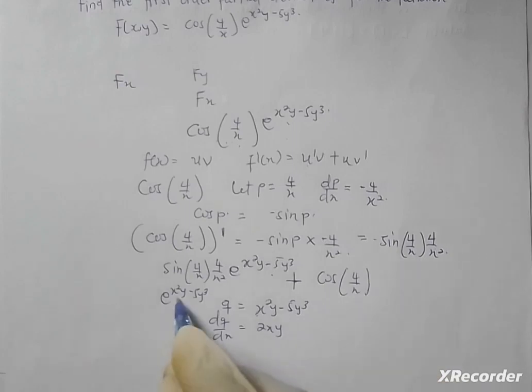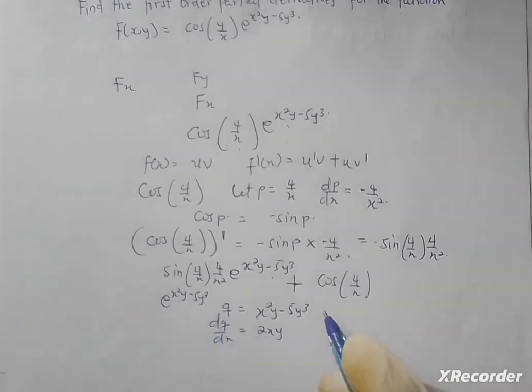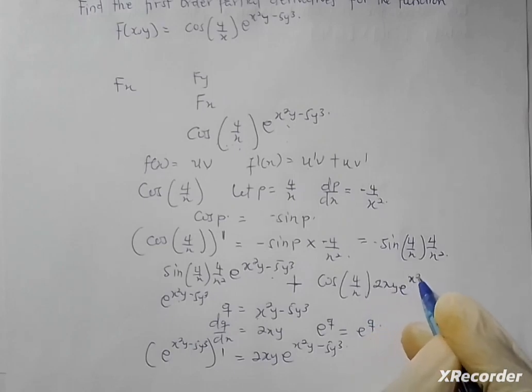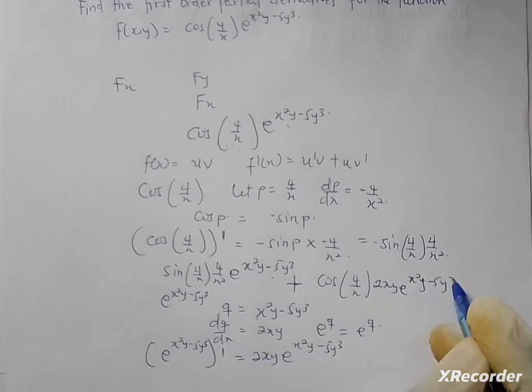So for that reason, I'm going to multiply what I'm having here by 2xy. Then after, I bring the q back to the function. So let's see. Our function becomes e to the power of q. The derivative of this is still e to the power q. Therefore, e to the power x squared y minus 5y cubed, all prime, that is the derivative of this whole term, is equal to 2xy multiplying e to the power q, where q is what? X squared y minus 5y cubed.